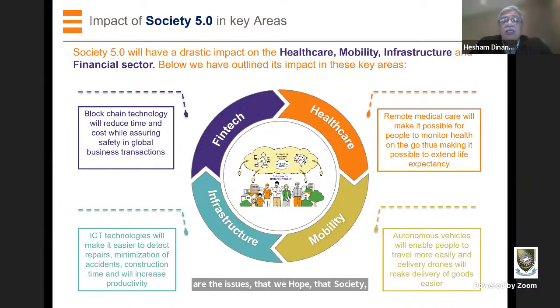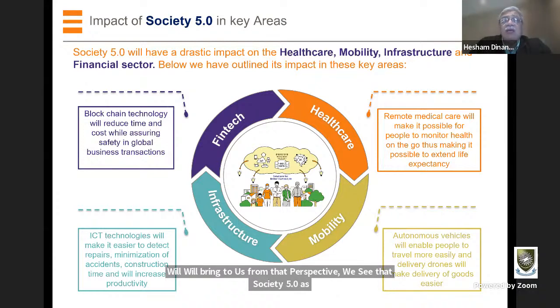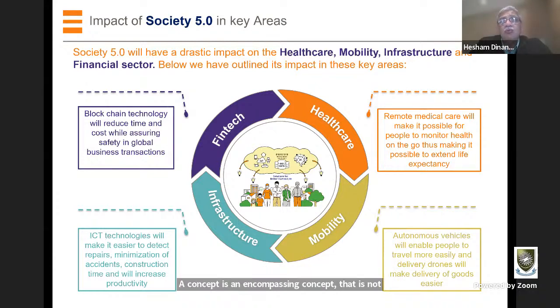From that perspective, we see that Society 5.0 as a concept is an encompassing concept that is not industry specific. It's not about technology and computing. It really is something that will integrate in the way we live, the way we get treated in healthcare, the way we move, the way our cities will be established, the way we deal with money. And I think we keep hearing every day about how these things are evolving. And once again, it really all comes down to the idea how we can create a more sustainable way of living and a better way to create value for the future.